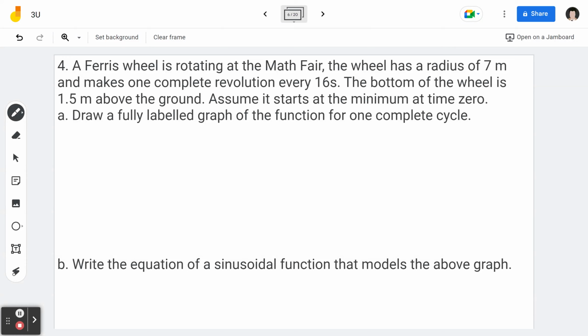A. Draw a fully labeled graph of the function for 1 complete cycle. Here we go. Normally, when you graph this, you're thinking about quadrants 1, 2, 3, and 4. That's how you think about it mathematically. In this case, the only quadrant you're focusing on is quadrant number 1, because we're talking about a Ferris wheel, something that is 1.5 meters above the ground. So once you understand all that, instead of drawing the 4 quadrants, you can start with something like this.